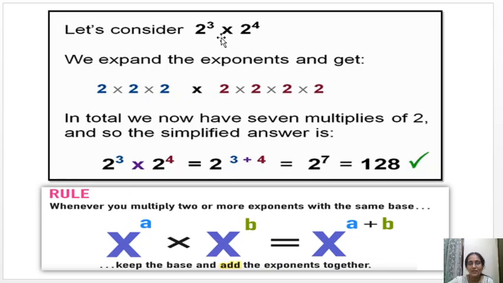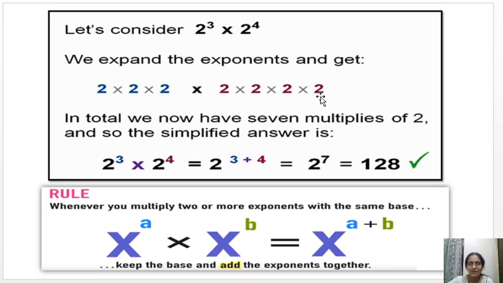Let us multiply 2 to the power 3 and 2 to the power 4. For both the exponents, the bases are the same, the base is 2. What do you mean by 2 power 3? It means 2 has to be multiplied 3 times, 2 into 2 into 2. What do you mean by 2 power 4? 2 has to be multiplied 4 times. In total, 2 is multiplied 7 times, right?